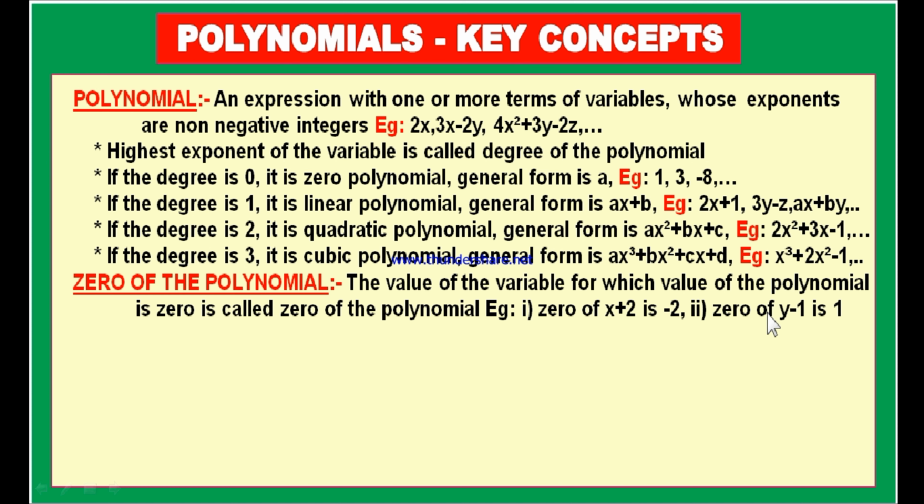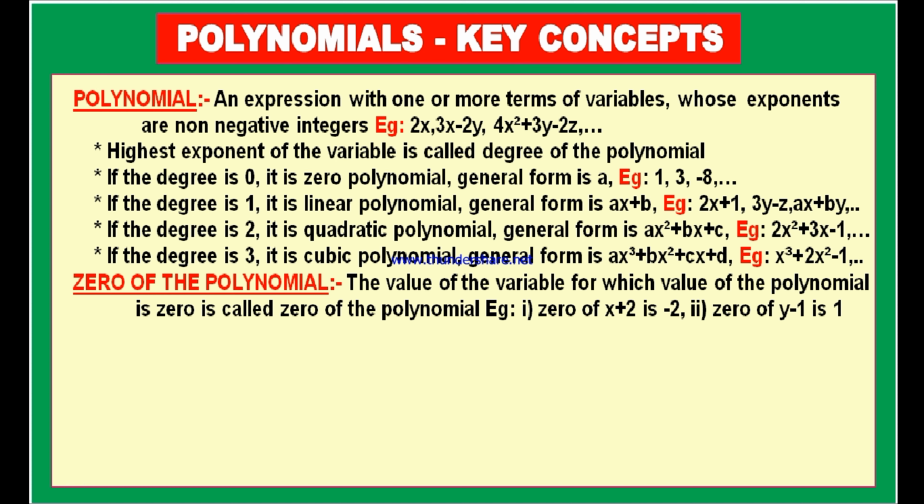Another example, y minus 1 is a polynomial. Now in the place of y, if we substitute 1, then it is 1 minus 1 is 0. Now if we substitute y is equal to 1, then the value of the total polynomial becomes 0. Therefore, this 1 is called zero of the polynomial y minus 1.